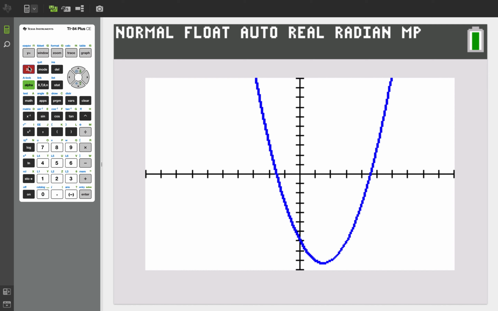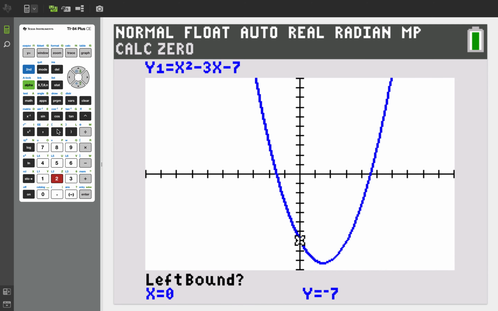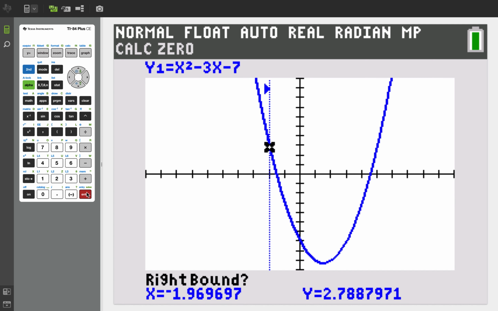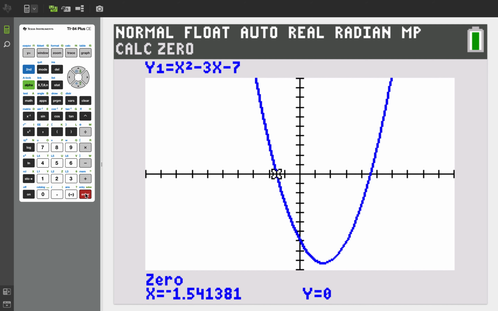So we would do second. Calc is right here. That's what we want. Second calc. Number 2 is 0. The left boundary is going to be on the left side. The right boundary will be on the right side. And then hit enter, and that will give us the 0. So the 0 right there is negative 1.54.